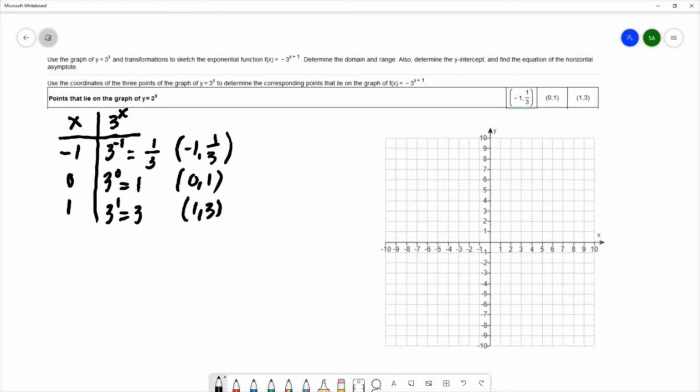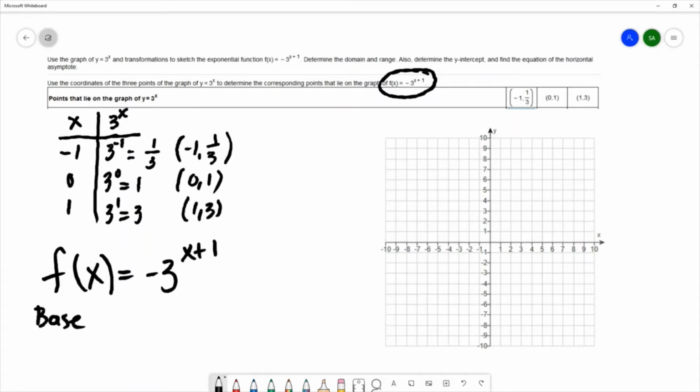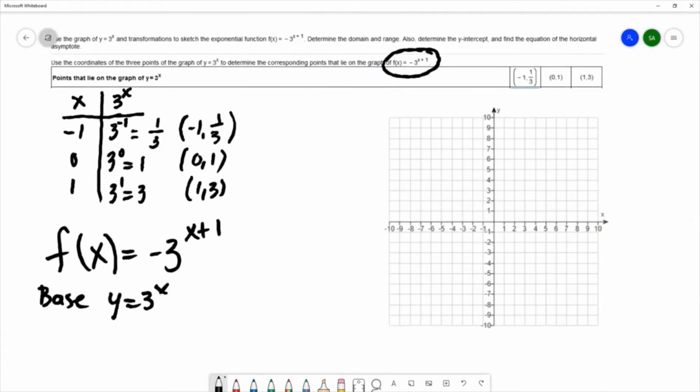We want to use transformations to find where those ordered pairs transform to on the graph of f of x equals -3 to the x plus 1. Our base function is y equals 3 to the x, as we were studying a moment ago, and then we have some transformations. The transformations are the negative and the plus 1.